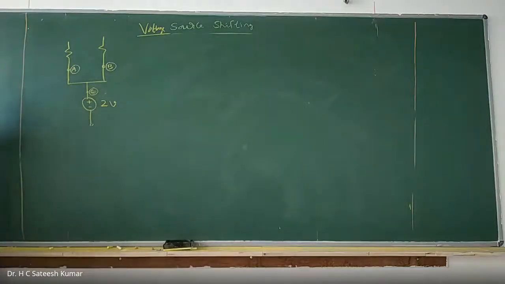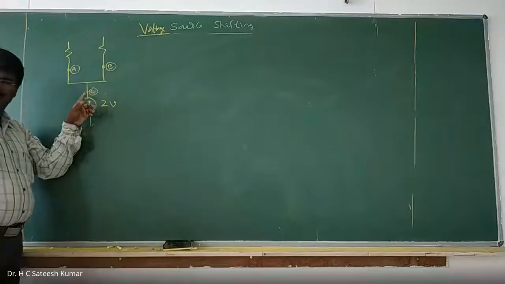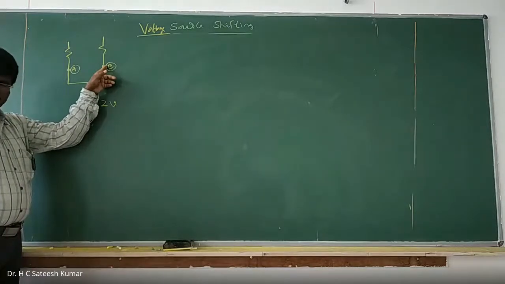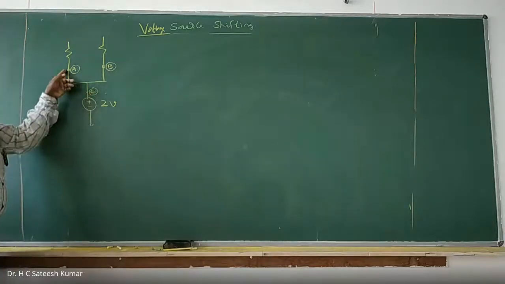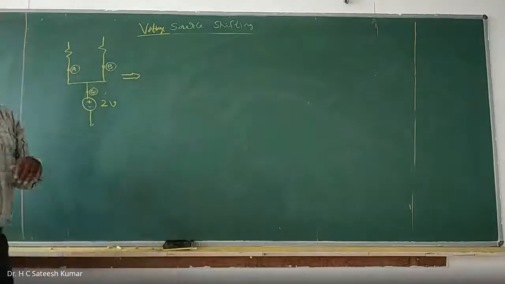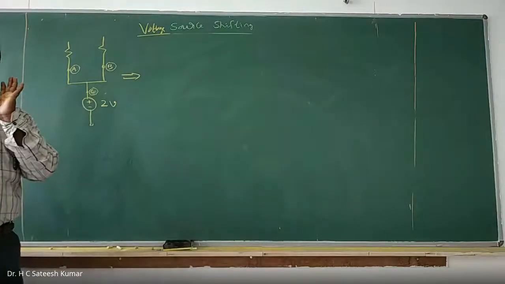If you see this circuit, what do we have? Voltage at this point C is what? 2 volts. Same thing is connected here. What is the voltage at this point? 2 volts. Voltage at this point is also 2 volts only, no? Can we replace this one without disturbing the KVL or KCL?